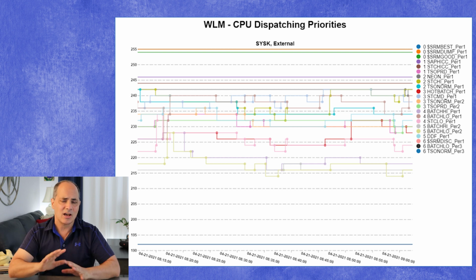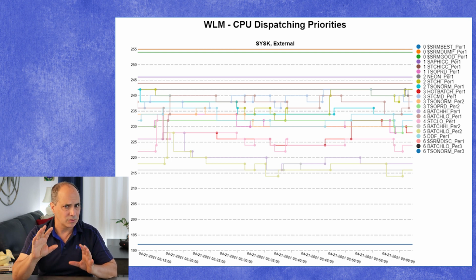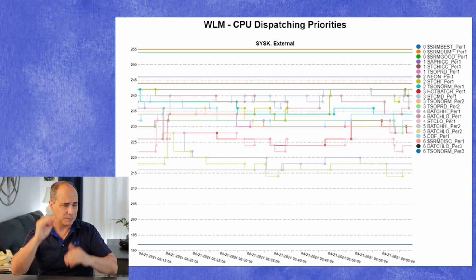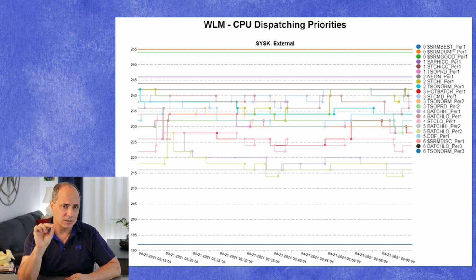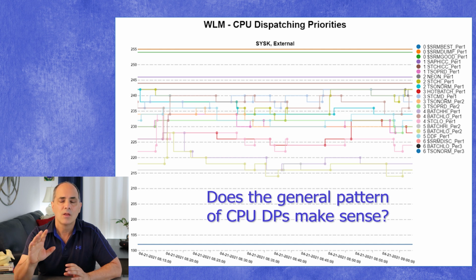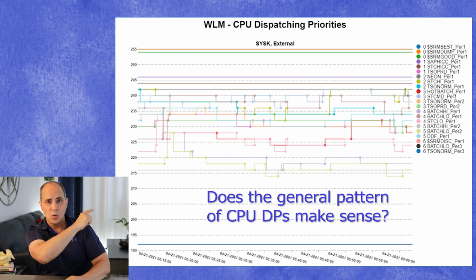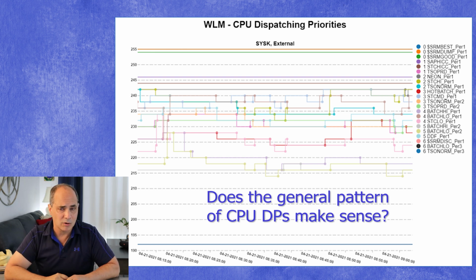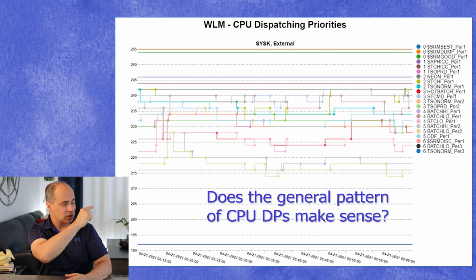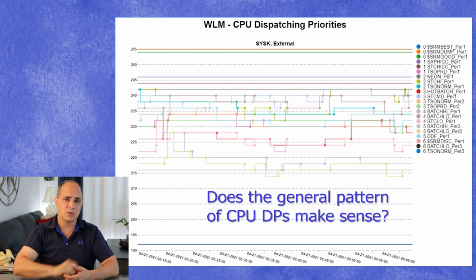Now, that discussion itself is a little bit bigger in terms of, does it make sense when something goes up and down? But what I'm suggesting you do for this exercise, for this video, is verify the general order of the dispatching priority. Does it make sense? For example, you have your importance level 1 workloads. Are the importance level 1 workloads towards the top of the dispatching priority range? You have your importance 2 workloads. Are the importance level 2 generally below the importance level 1?